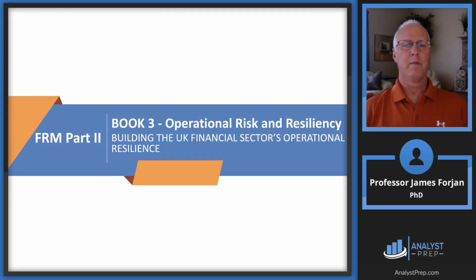This is FRM Part II, Book 3, Operational Risk and Resiliency, and the chapter on building the UK financial sector's operational resilience. I was particularly interested in reading this chapter because I know very little about the UK financial sector's operational resilience. I learned a bunch of new information and I hope I can share that with you.